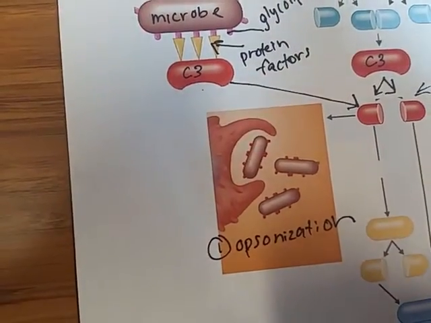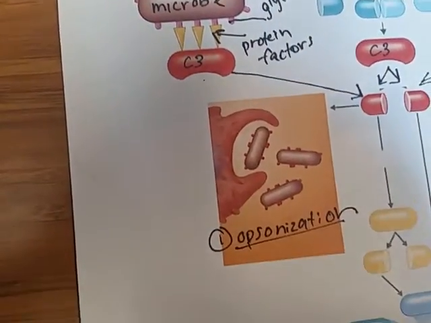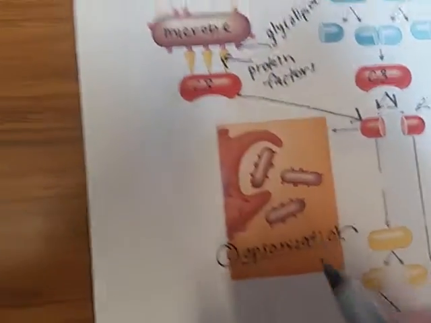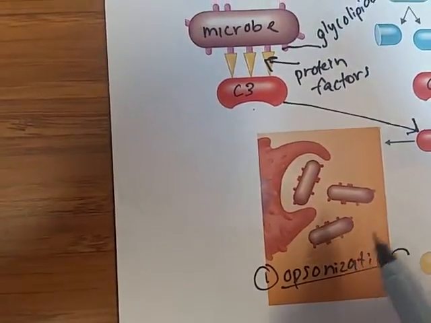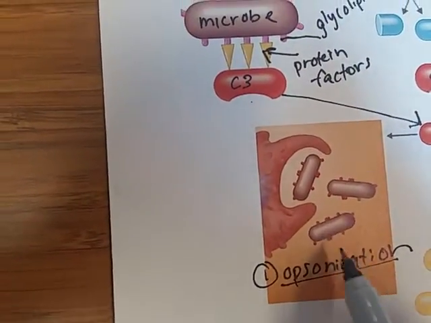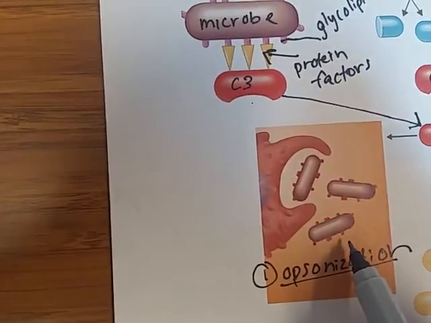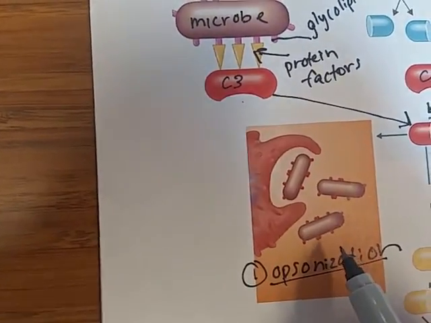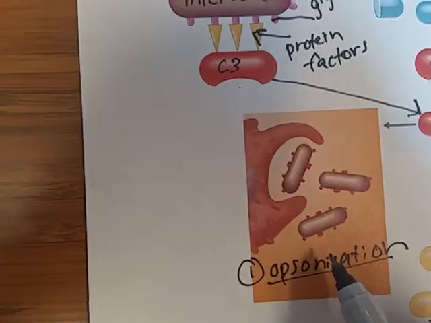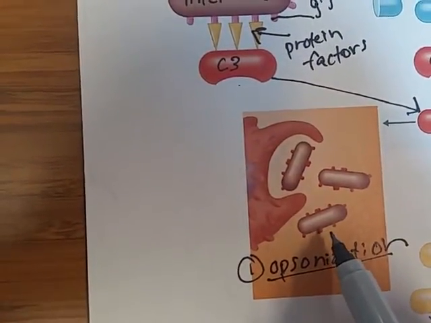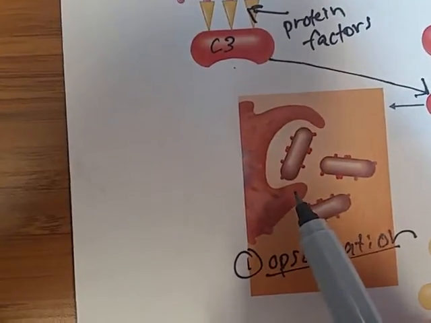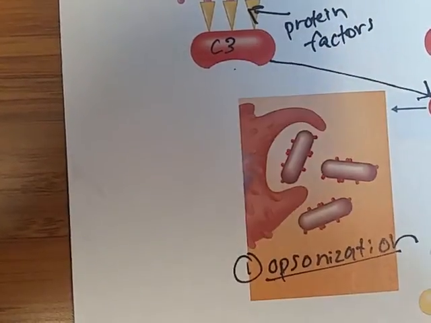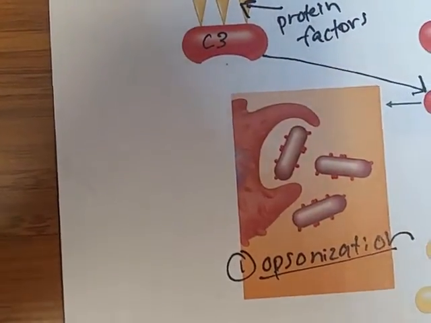So opsonization is just a fancy term for coating the pathogens with these complement proteins. You can see here, here's the pathogen, these little red dots on there are complement protein. And these are kind of like handlebars on the pathogen. It's going to make the phagocyte grab on to the pathogen a lot easier when those complement proteins are present.